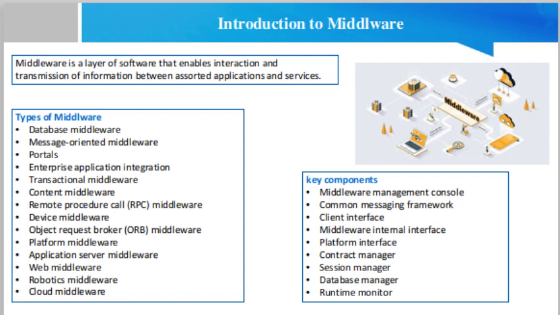Types of middleware. The word middleware is a broad term covering different types of middleware based on the various functionalities that they provide. Some common types of middleware include database middleware. This is the most common middleware that enables access and interaction with different database gateways.